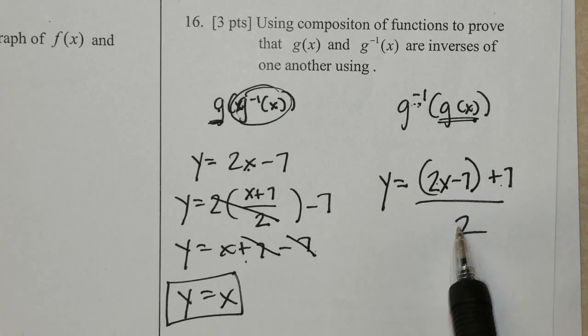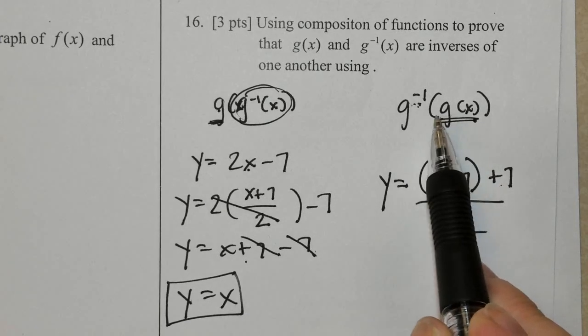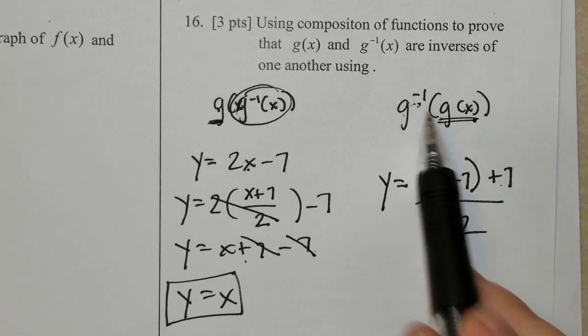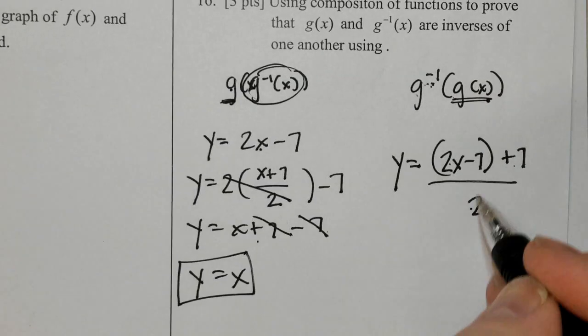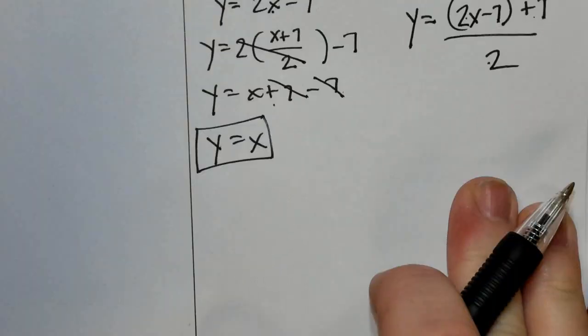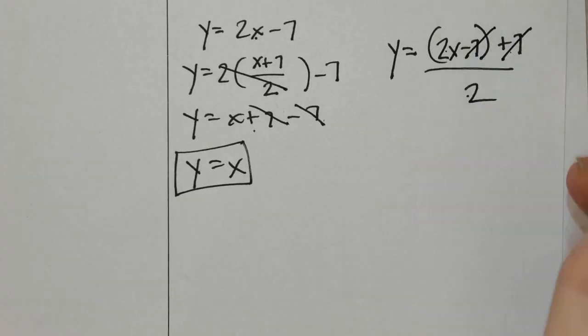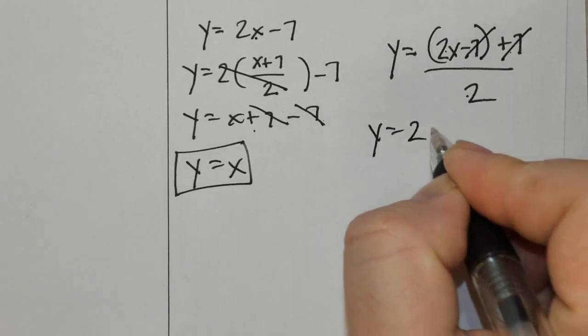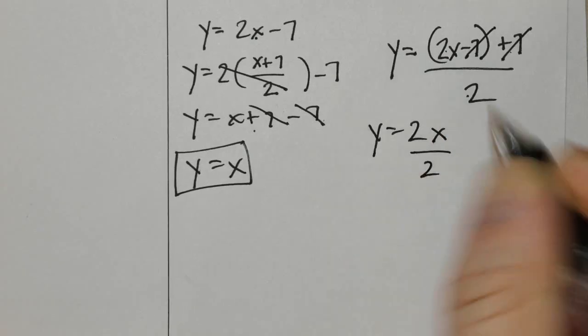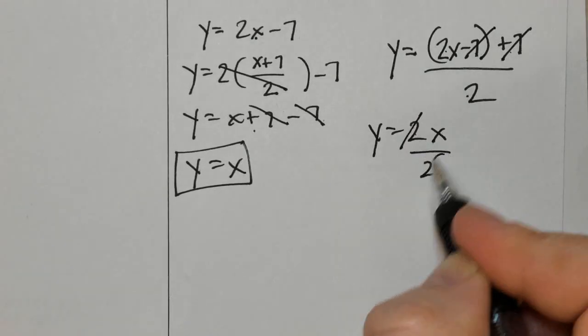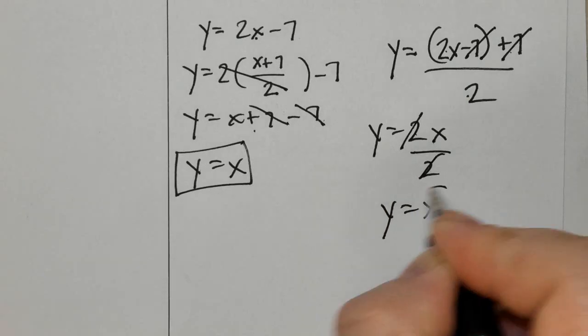X plus 7 over 2. Replace the x with g of x. Okay. So when I simplify, the order here doesn't matter. I'm going to start with simplifying the numerator. So negative 7 simplifies with positive 7 to equal 0. And 2 divided by 2 simplifies to equal 1.